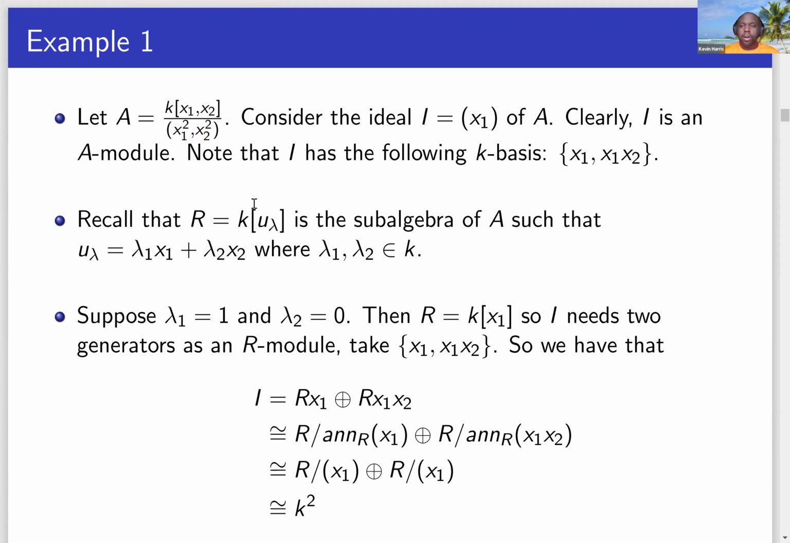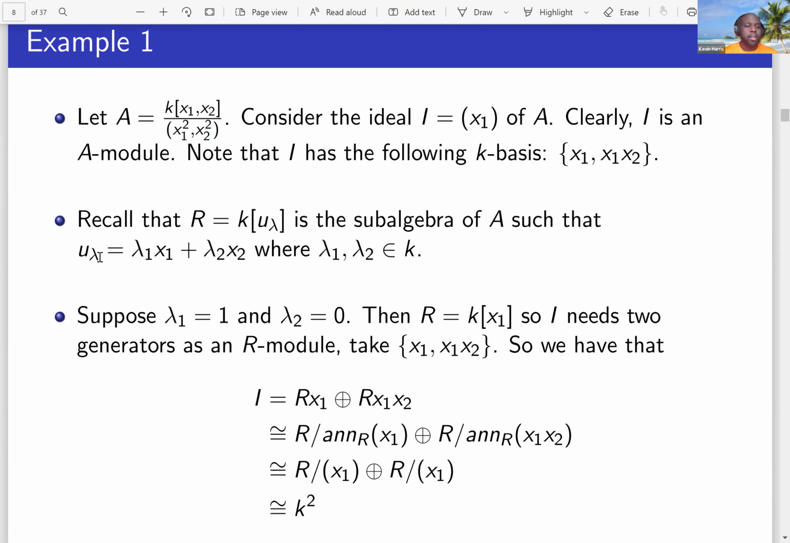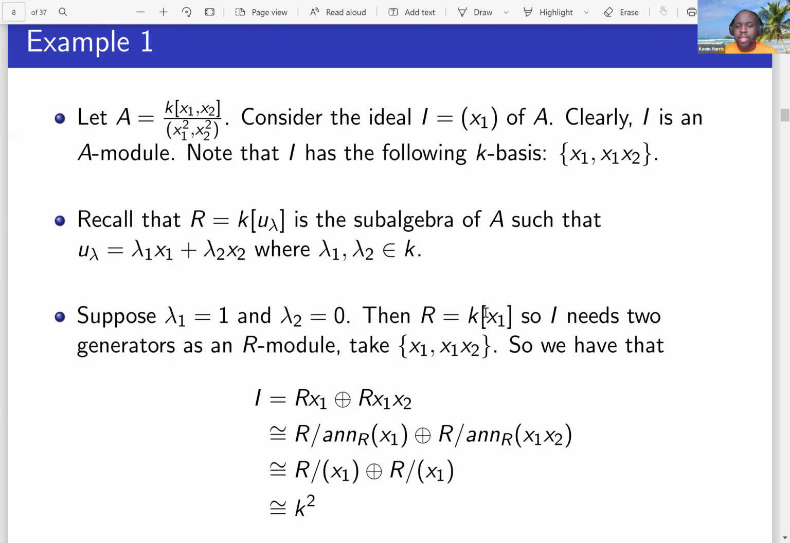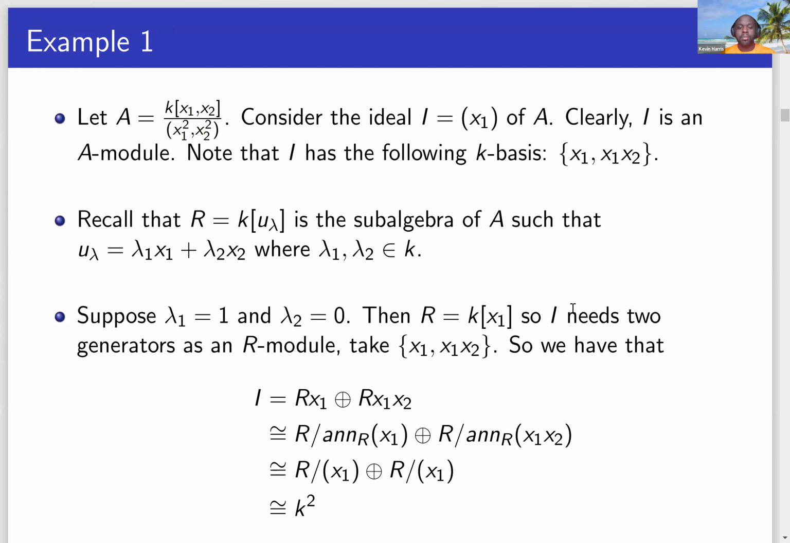Okay, we just want to recall that R, the K[U_lambda], is going to be the principal subalgebra of A, where U_lambda is equal to lambda 1 x1 plus lambda 2 x2, where of course lambda 1 and lambda 2 are both in K. So again, just recalling what U_lambda is. Let's just let lambda 1 equal 1 and let lambda 2 be 0. Then by the definition of U_lambda, R is just going to be equal to K[x1]. Okay, and so then what generators would I need, or what elements would I need to generate I as an R module? Since we're looking at R equals K[x1], it would still need x1 and x1x2.